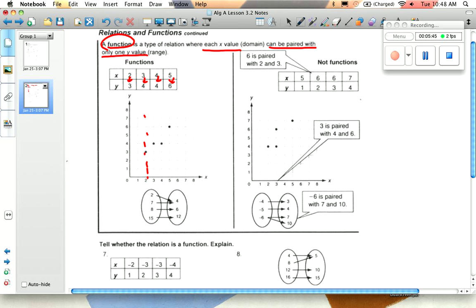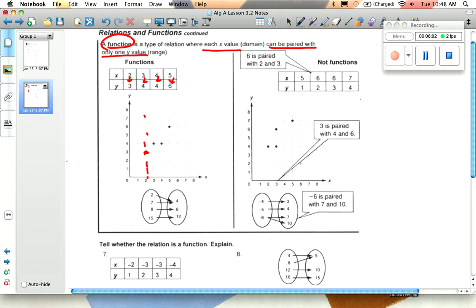Are all the x values the same? Just changing the y's going up and down? Well, here's what we're going to do. If we run a vertical line through it and there's only one point on that vertical line, is there a problem? Could there be a different y value for that x? No, there really can't be.